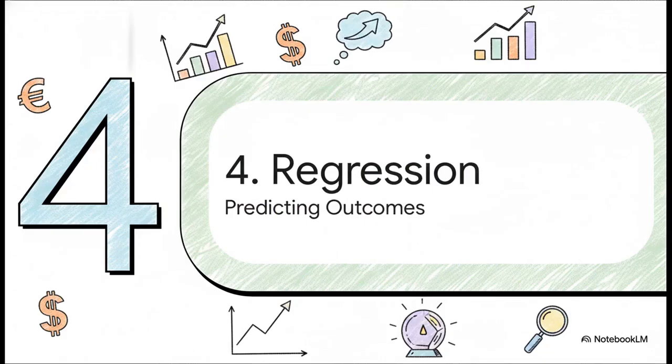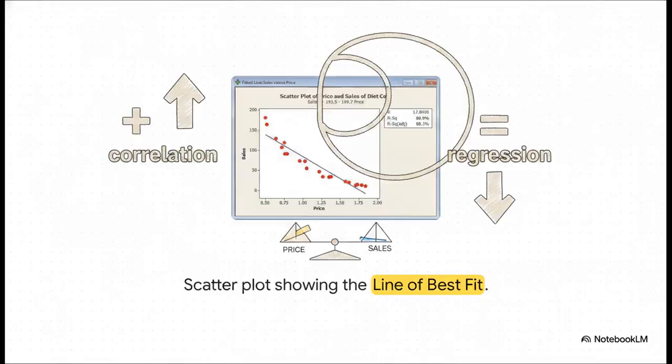Section 4. Predicting future outcomes with regression. So, let's take off our educator hats for a minute and put on our business owner hats. Imagine we're looking at the price of Diet Cola on the horizontal x-axis and the resulting sales on the vertical y-axis. When we do this, a straight line cuts right through the middle of the dots. That right there is the famous line of best fit.